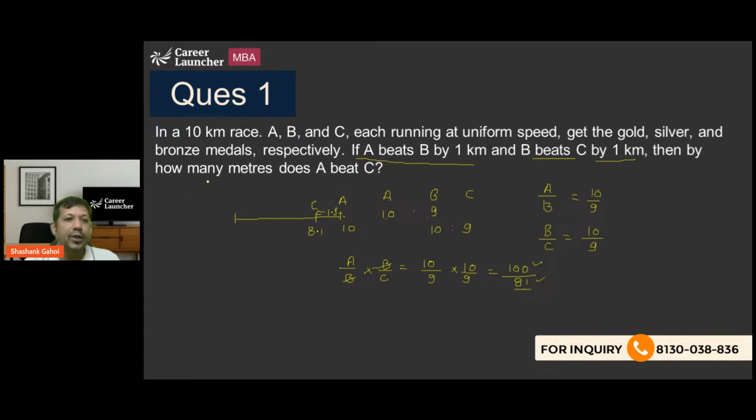So read the question carefully. It says by how many meters. So your answer cannot be 1.9 kilometers. You have to convert 1.9 into meters. 1.9 into 1000 is going to be 1900. It means A beats C by 1900 meters, and that's going to be the answer of this question. So always remember, whenever you have a TITA question, your answer can never be in decimal. If you are getting the answer in decimal, kindly read the question again. You might be missing out something.